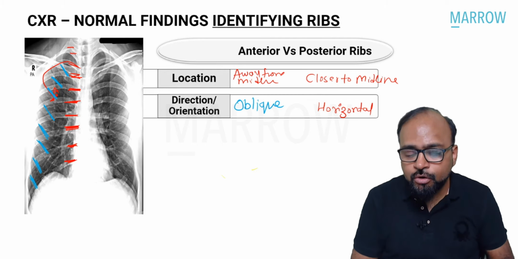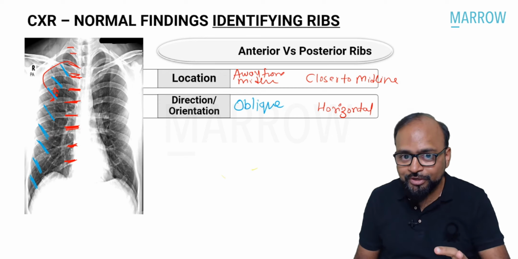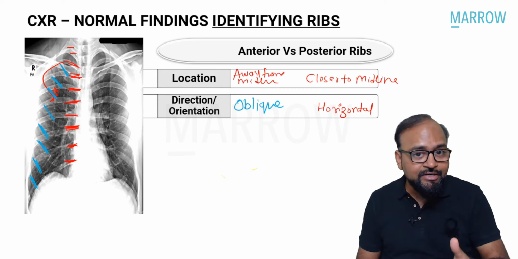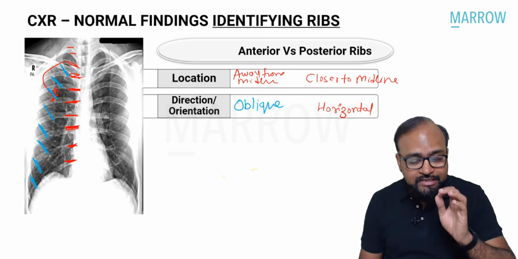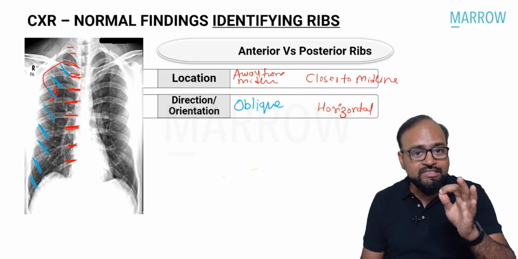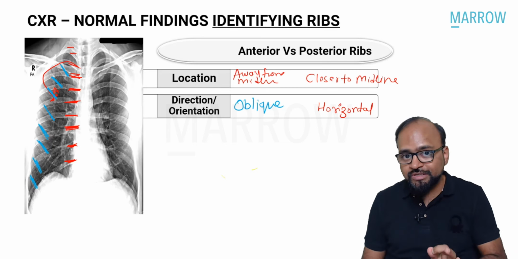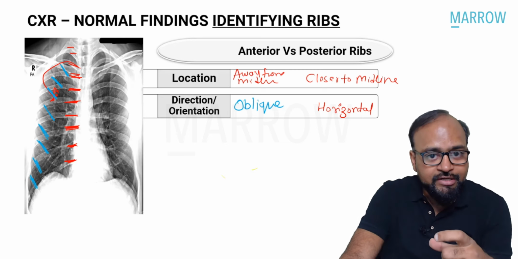Look at this image now. All the posterior ends of ribs are closer to midline and horizontally oriented. All the anterior ends of ribs are away from midline and they are obliquely oriented. That is how you identify which part of a rib is posterior, which one is the anterior one, and which one is the lateral one in between them. The lateral part is the one between the posterior and anterior parts.